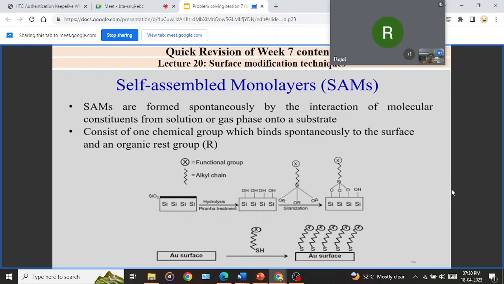So self-assembled monolayers are part of the chemical surface modification techniques, wherein SAMs are formed spontaneously by the interaction of the molecular constituents from solution or gas phase onto the substrate. It consists of one chemical group which binds spontaneously to the surface, and an organic rest group, R. In the figure you can see there is an S group that binds to the surface, and there is an organic rest group R.